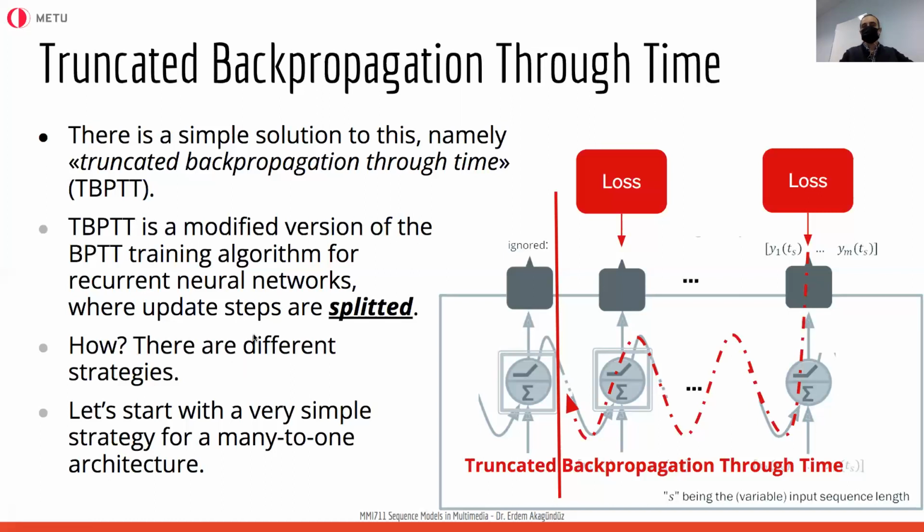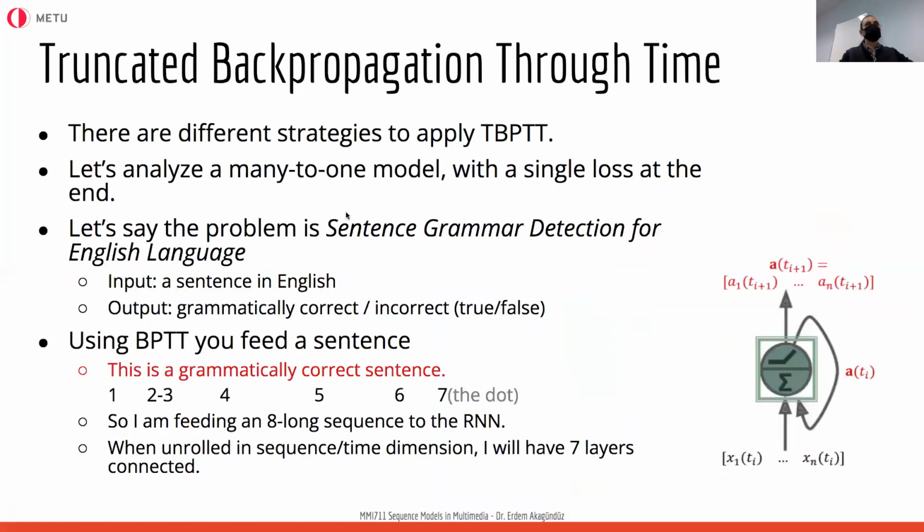Okay. So I'm going to start discussing how truncated backpropagation should work. And I'm going to start with a simple strategy for a many-to-one architecture. There are different strategies to apply truncated backpropagation through time, because it's like a handcrafted design. You're going to split the input sequence into pieces, but how many pieces? Are they overlapping? What is the length? Etc.